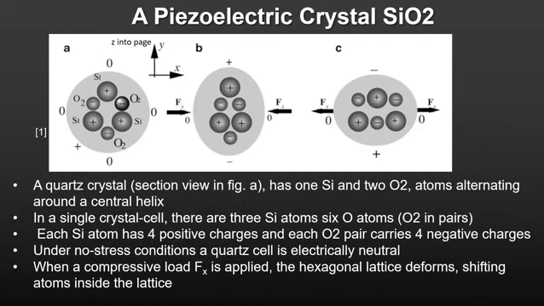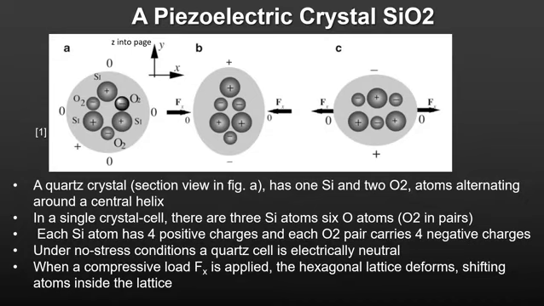In this simple model of the piezoelectric effect shown in this diagram, a quartz crystal is modeled as a helix with repeating single silicon and dual oxygen atoms. This view is a cut of the crystal as seen along the axis of the helix. In a single crystal cell, there are 3 atoms of silicon and 6 oxygen atoms. Each silicon atom has 4 positive charges, and each O2 pair carries 4 negative charges. With no mechanical stress, each quartz cell is electrically neutral.